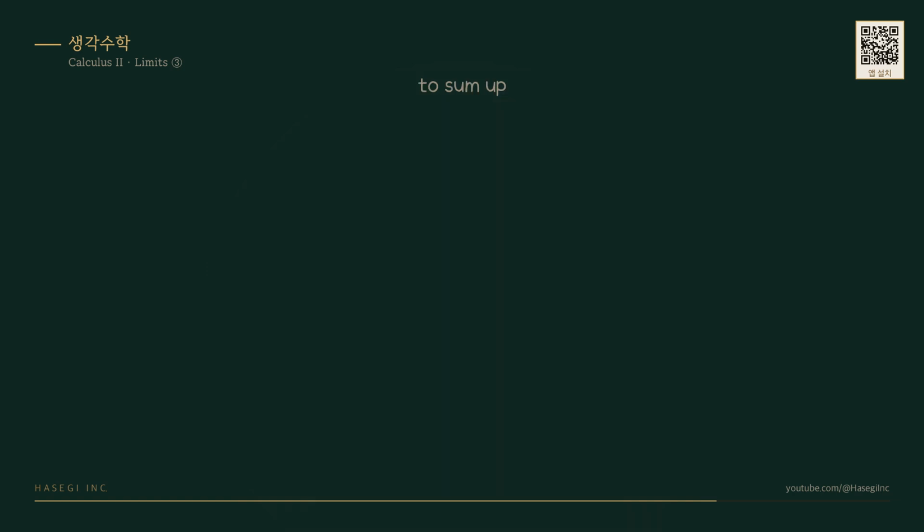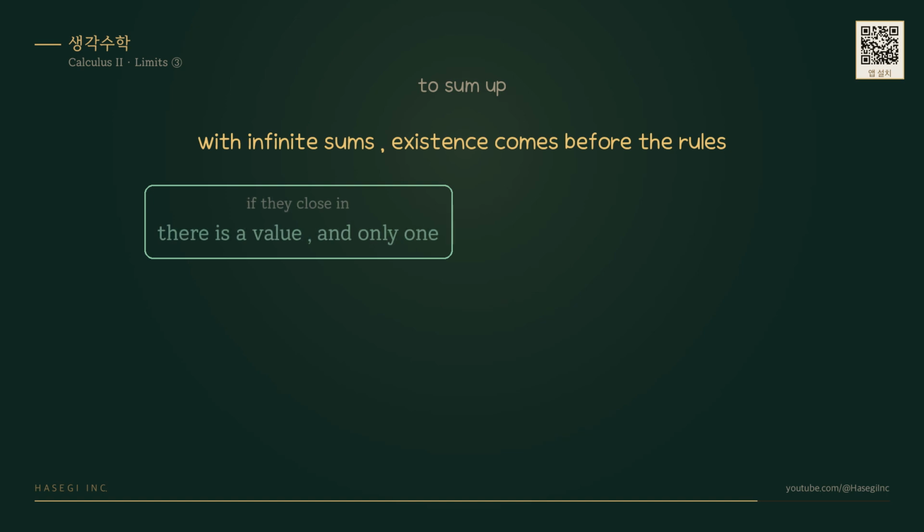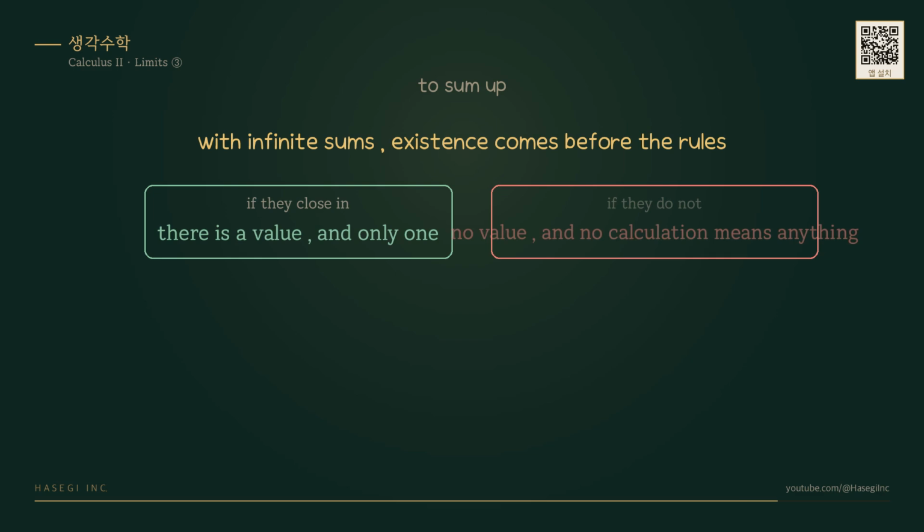To sum up, with infinite sums, existence comes before the rules of calculation. If the partial sums close in, there is a value, and it is a single one. If they do not, there is no value, and no calculation on it means anything. The 3 answers did not come from a strange expression. They came from using a value that was not there.